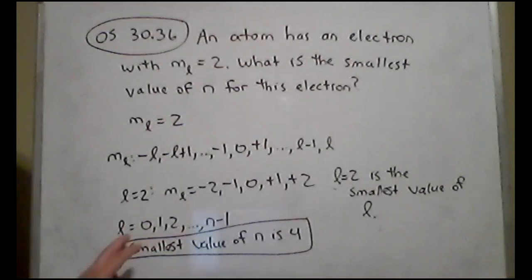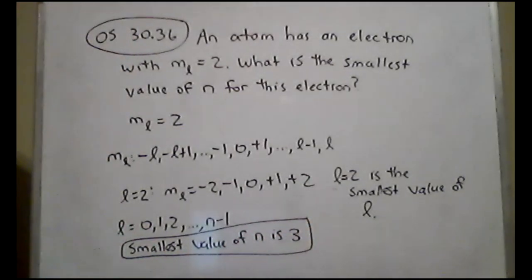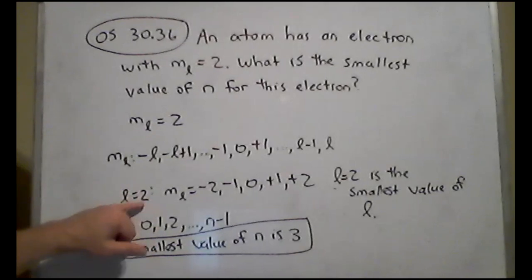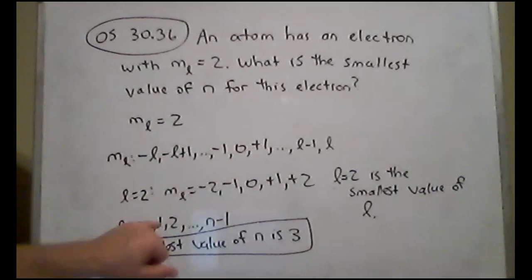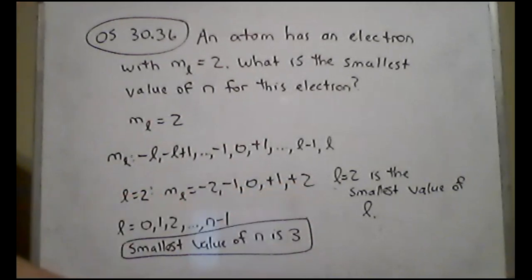Now, what's the relationship between L and n? Well, it's going to be 0, 1, 2, ..., n minus 1. That means that L can only be at most 1 less than n. So the minimum value of L is 2, and the minimum value of n is 3. I apologize, talking and got confused myself. The minimum value of n is 3 because L has to be no more than 1 less than n, according to the selection rule. L has to be minimally 2 in order for m sub L to be 2, and given that L can be at most 1 less than n, the minimum value of n has got to be 3. Sorry about that little mistake earlier.